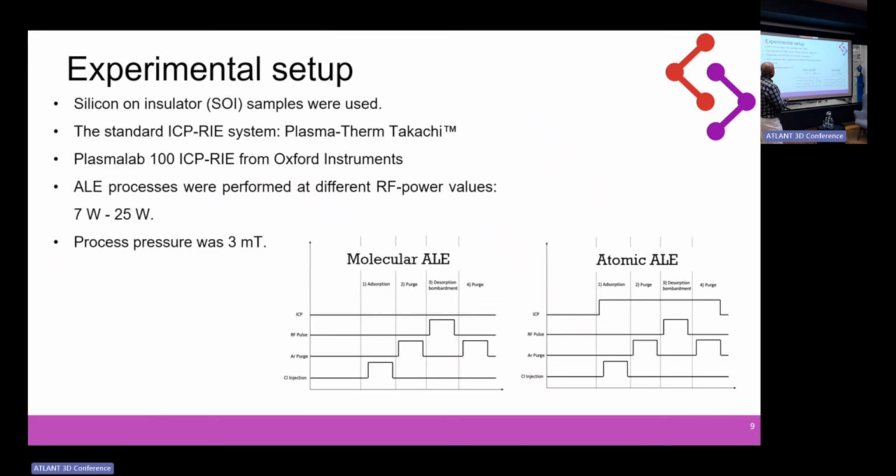And we have two kinds of ALE, molecular ALE and atomic ALE. In the atomic ALE, we have the ICP on all the way. And in the molecular ALE, there is no ICP. We use the molecules to modify the surface.